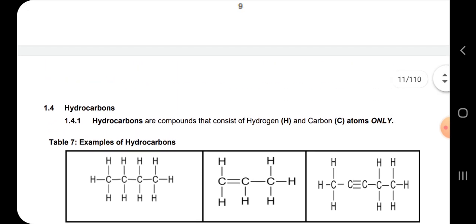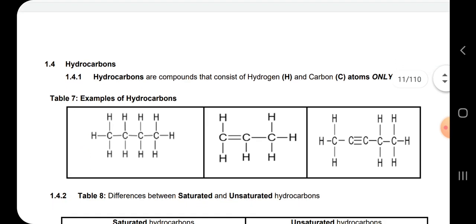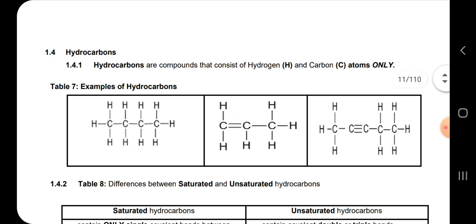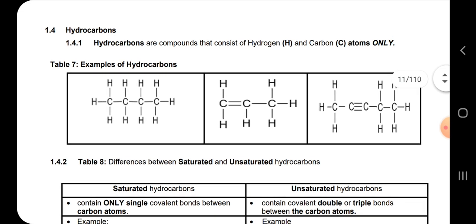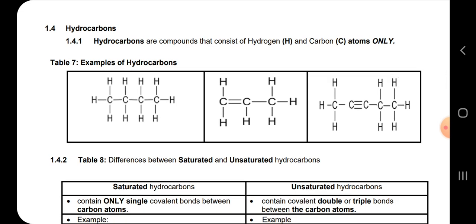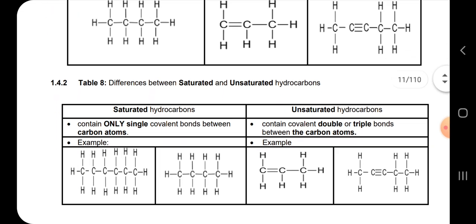I struggle to pronounce this word. It is the one that has a triple bond. Is it alkyne with the Y? They have hydrogen and carbon. The first one, the alkane, has single bonds. The second one has a double bond between carbons. The third one has a triple bond between carbons.